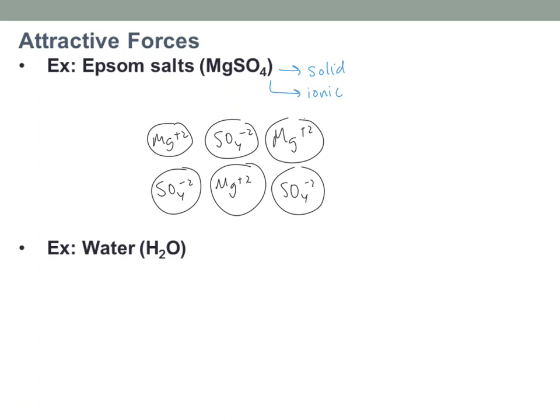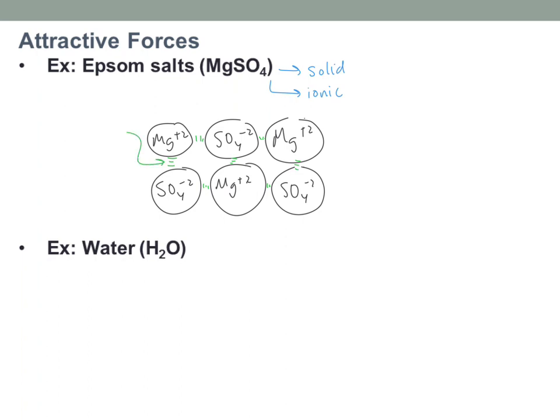Because we said, well, the positive magnesiums can be attracted to the negative sulfate, and this negative sulfate can be attracted to that positive magnesium. That positive magnesium can be attracted to that negative sulfate, and so on and so forth. And so what we see are all of these little attractions. These little green lines that I'm drawing are just supposed to be attractions between oppositely charged things. So they're opposite charges, so there's attraction to one another.